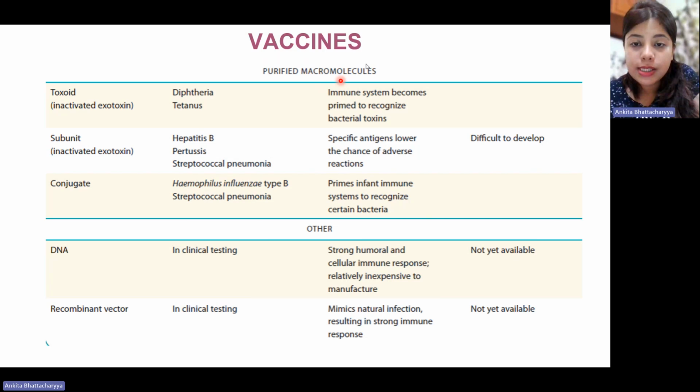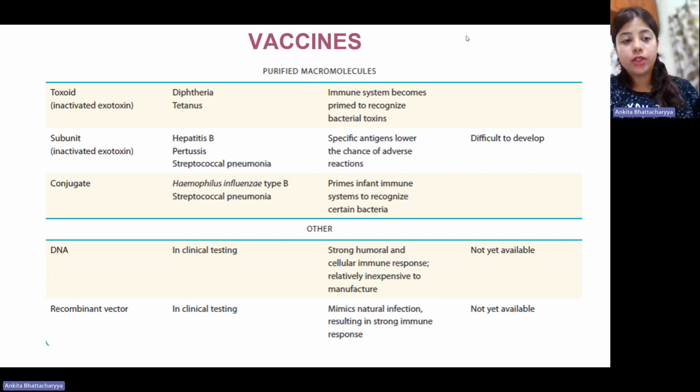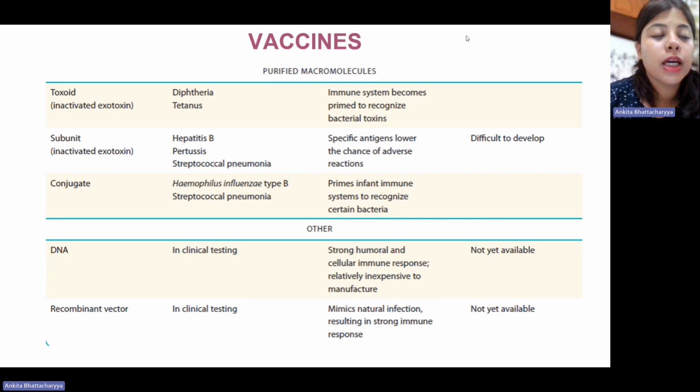Next, coming to the second subtype, which is for purified macromolecules. Among purified macromolecules, we have different subtypes. You have already come across these in the video lectures by Professor Shrudeep. The first type is a toxoid. Now, what is a toxoid? It is an inactivated exotoxin.